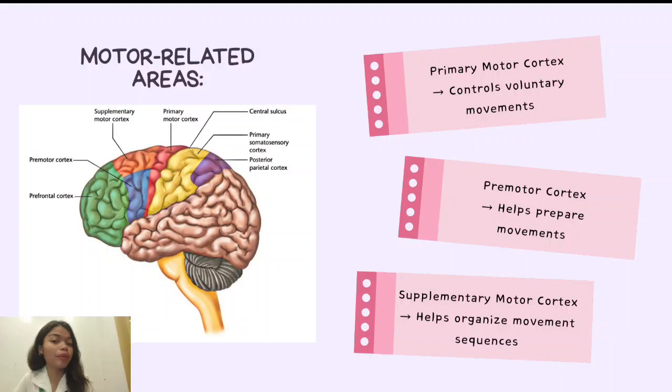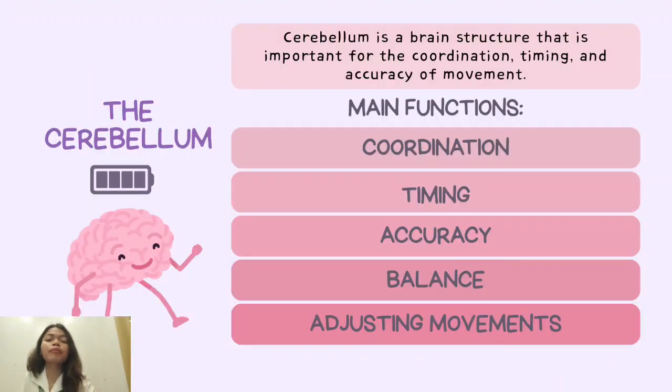So how does the cerebral cortex actually control movement? First, the brain plans the movement. For example, if we decide to reach for a glass, different areas of the brain help determine how that movement should be performed. Then, the motor cortex sends signals through the nervous system toward the muscles involved. So these signals eventually reach the muscles and cause them to contract, producing the desired movement.